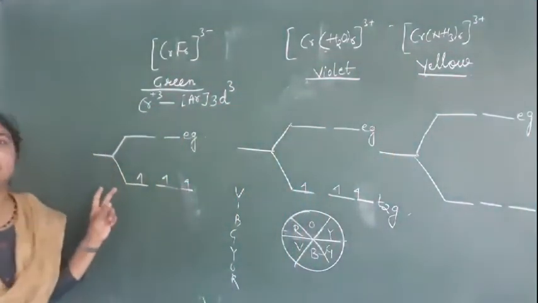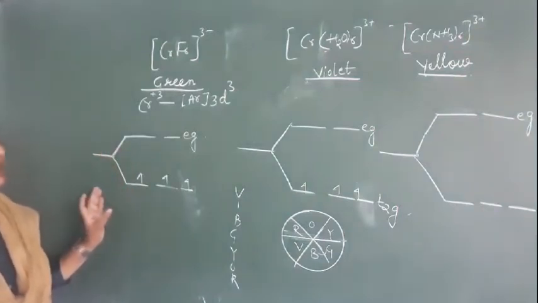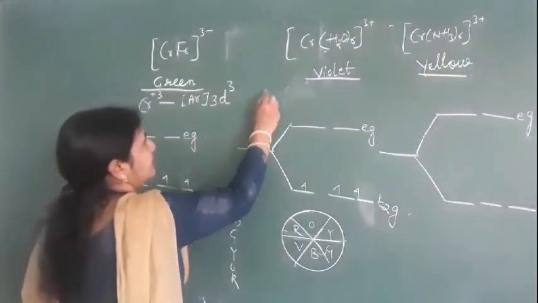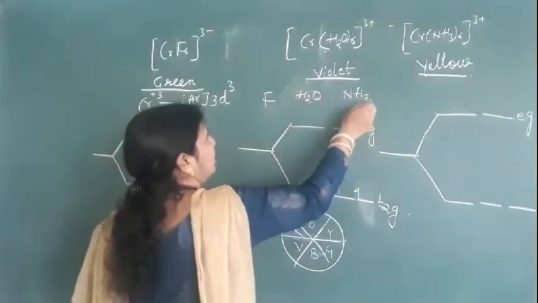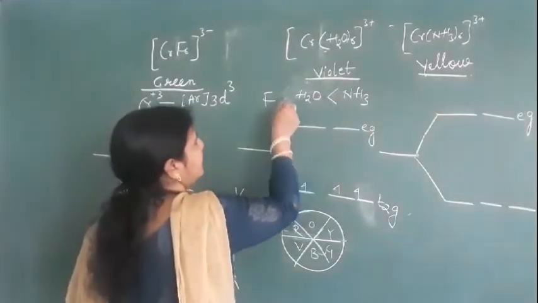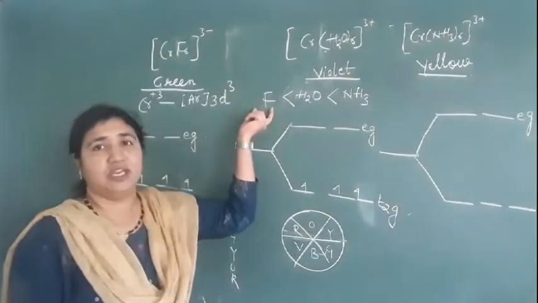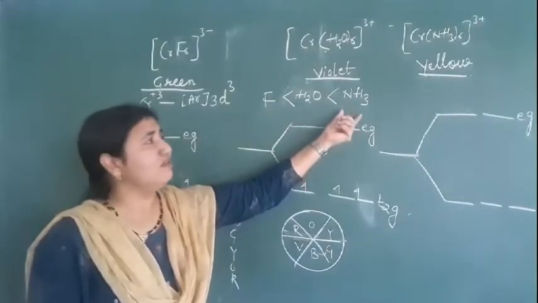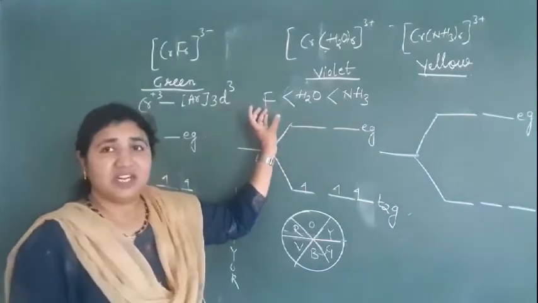Now due to the change in the ligand, the splitting is different. Why? Because the ligand strength is different. So if you see the ligand strength here: fluoro, aqua, H2O, and ammine. According to the spectrochemical series, ammine is a strong field ligand, then aqua, then the weak field ligand is fluoro. This is the order for field strength: ammine will be the strongest, then aqua, then fluoride. So it depends on the strength.